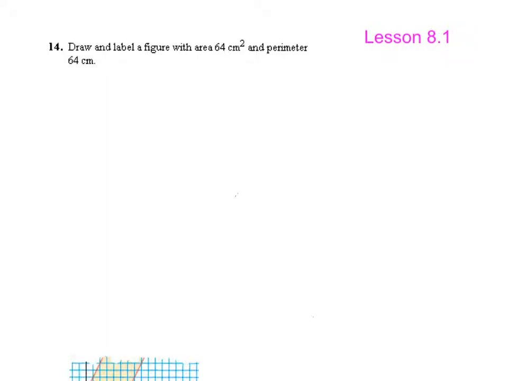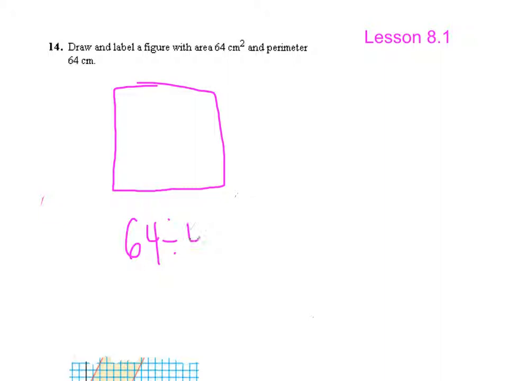When I solved problem 14 from lesson 8.1 in the Discovering Geometry textbook, I thought of my shape as being a square. When I did that, I took my perimeter of 64 and I divided it by 4. And when I did that, I knew that each of my side lengths had to be 16.